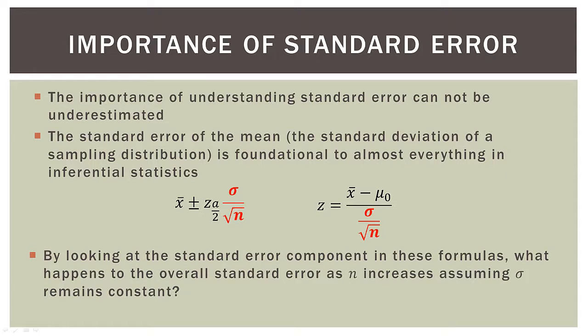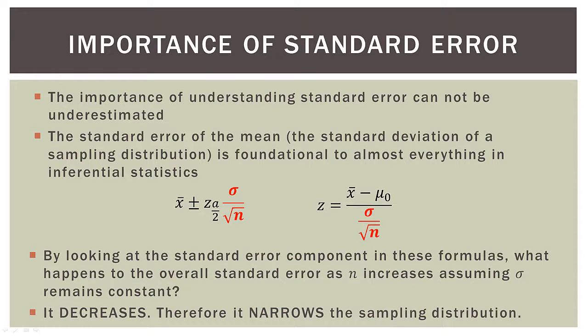So by looking at the standard error component in these formulas, what happens to the overall size of the standard error as sample size increases, assuming the same sigma? What happens to the size of it if the sample size increases? Well, the standard error decreases. So when n becomes large, it changes that fraction. Sigma stays constant, but n becomes larger and larger, therefore the value of that component will decrease.